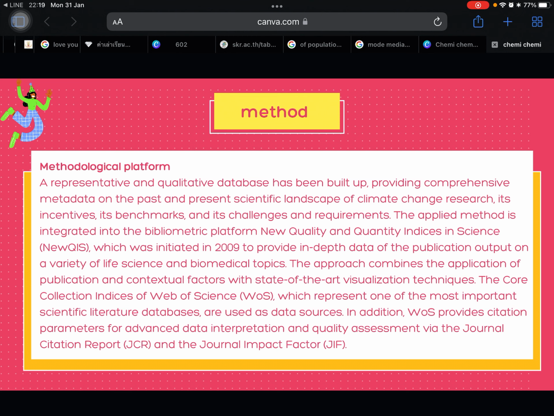The core collection indices of the Web of Science (WOS), which represent one of the most important scientific literature databases, are used as data sources. In addition, WOS provides citation parameters for advanced database interpretation and quality assessment via the Journal Citation Report and the Journal Impact Factor.